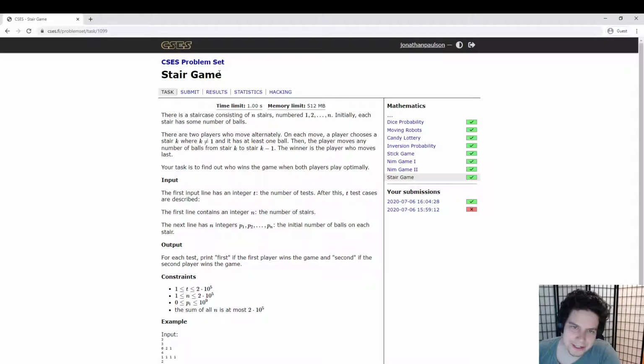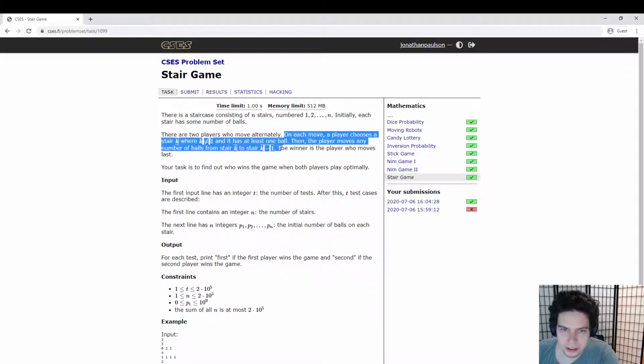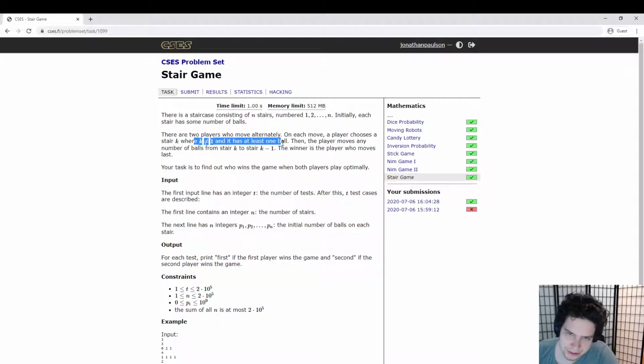So, Stair Game, another game. We have n stairs, and each stair has some number of balls. There are 2 players who move alternately. You pick a stair and move any number of balls down one stair, and you can't pick the first stair, because there's no stair below it. And you win if you move all of the balls down to the first stair.